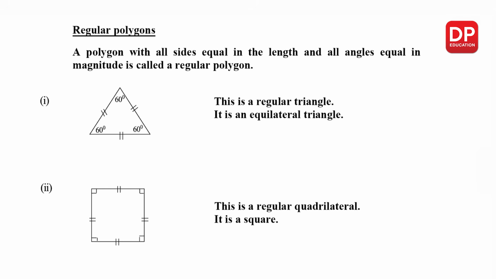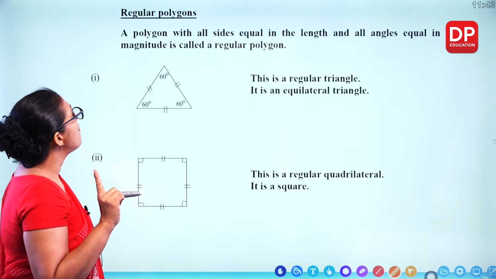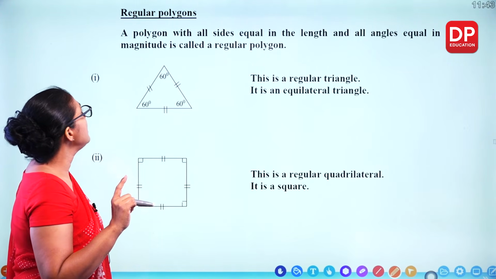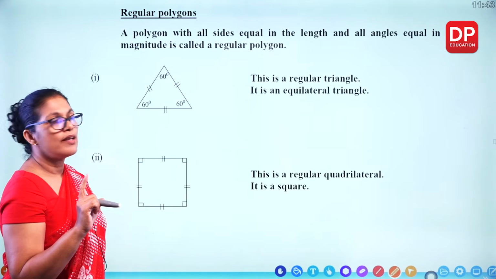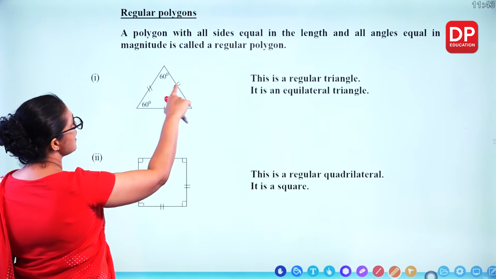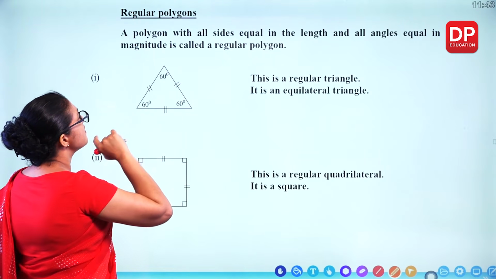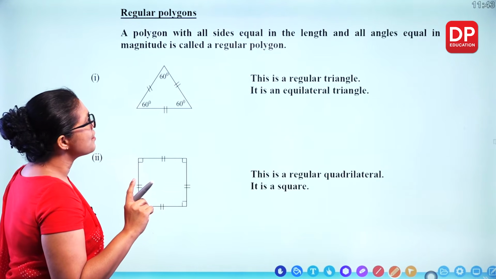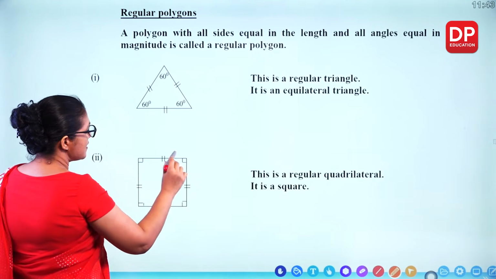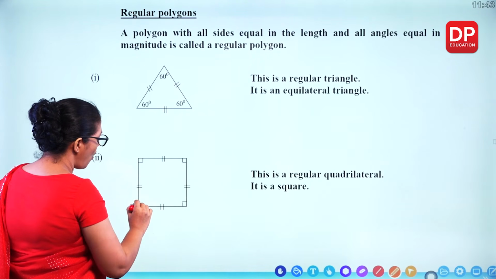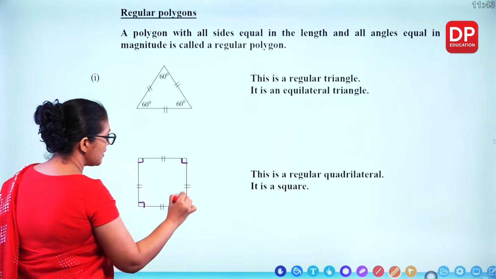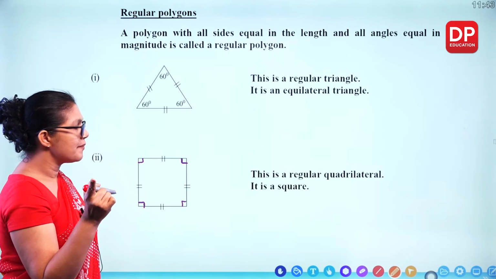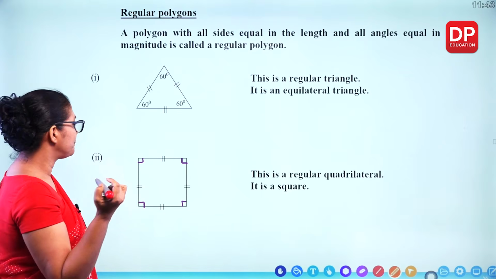What are regular polygons? A polygon with all sides equal in length and all angles equal in magnitude is called a regular polygon. Look at this diagram. All sides are equal, all angles 60 degrees. So this is a regular triangle. What do you call this? Equilateral triangle. This is a polygon with all sides equal and all angles 90 degrees. This is also a regular polygon, a regular quadrilateral. What is the name? It's a square.